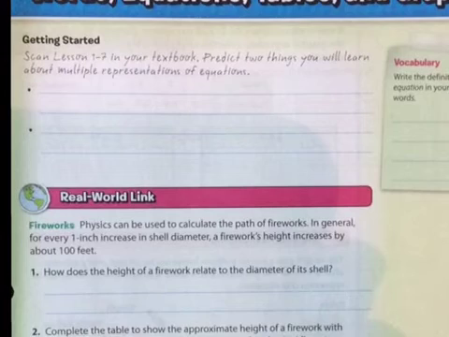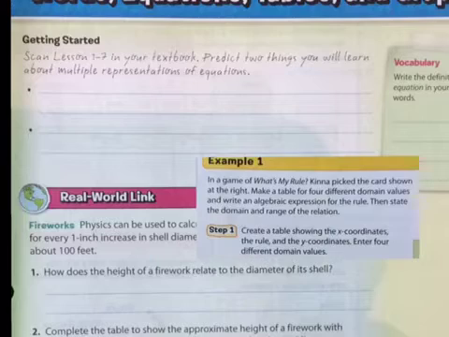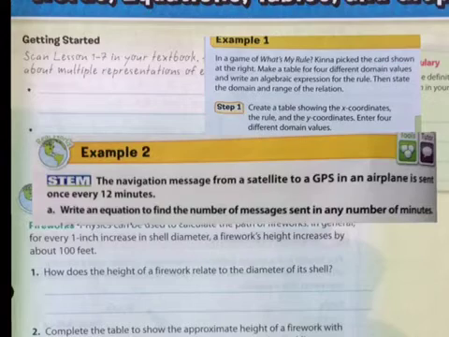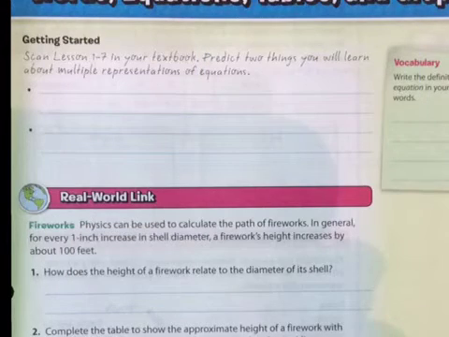We're being asked, the first question is to scan lesson 1-7 in your textbook. Predict two things you will learn about multiple representations of equations. So what are we going to learn about? Well, when I look at example 1, we're being asked to create a table, write an equation, and graph the ordered pairs. To me, those are all different ways that we can represent relationships.